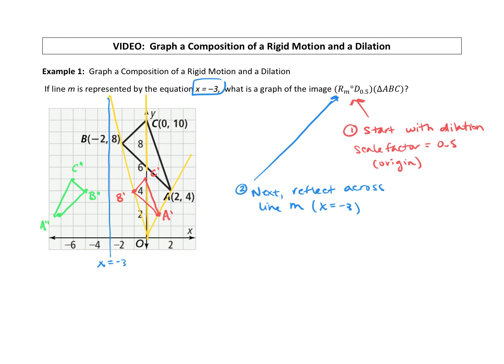our image. And then just to summarize, triangle A double prime, B double prime, C double prime is the resulting image. Remember, whatever we end up with is always called the image after this composition.